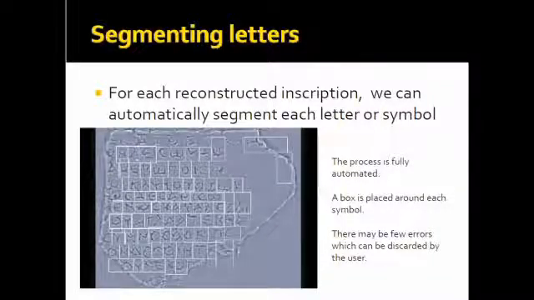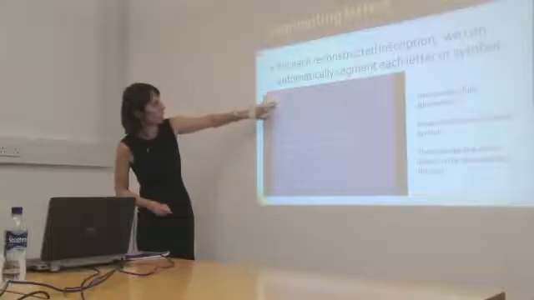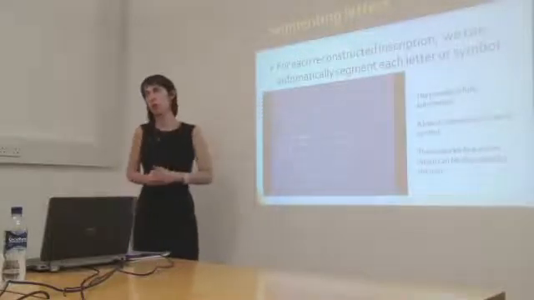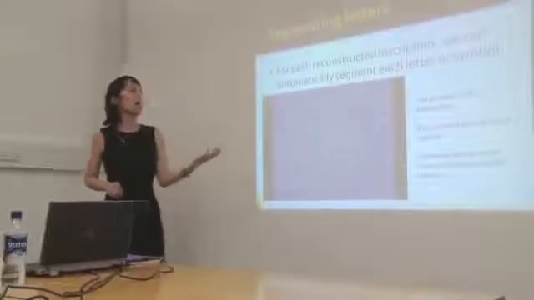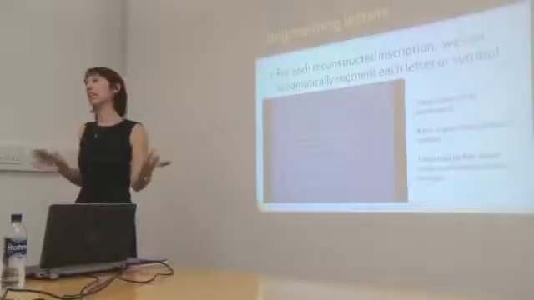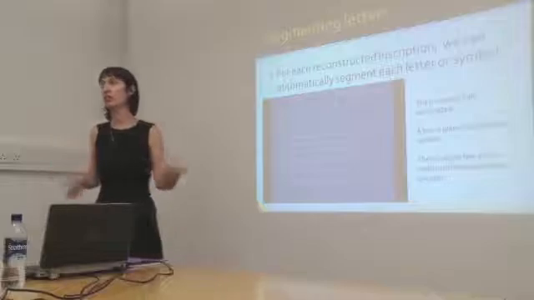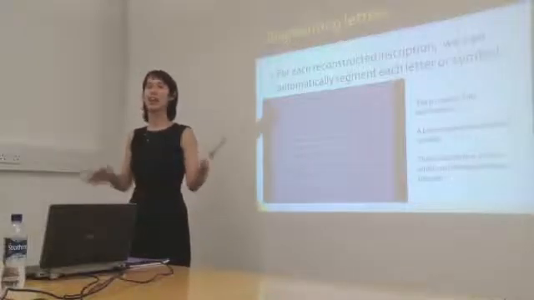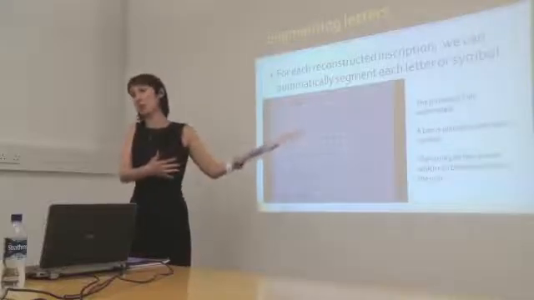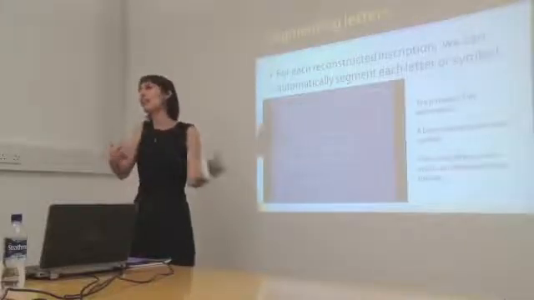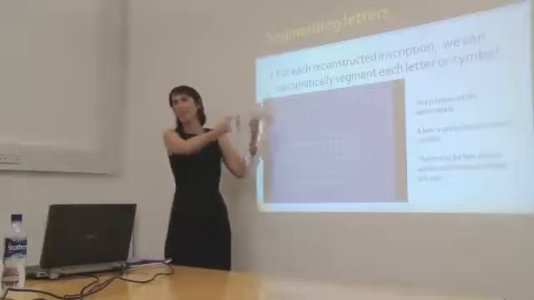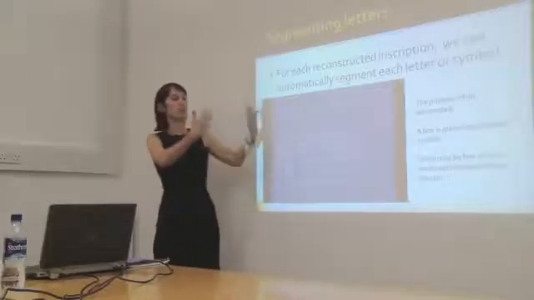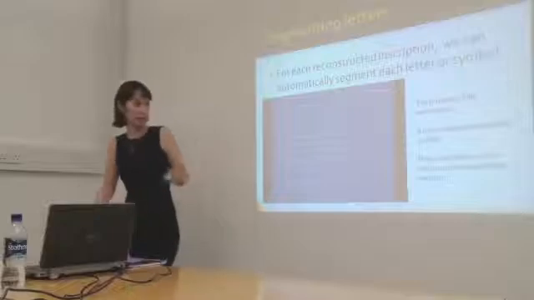We can perform automatic post-processing analysis of the inscriptions. So the computer can automatically segment every letter or symbol of the inscription. It may require some training at first. So for example, if you want to examine inscriptions from 2nd century CE Asia Minor, and we don't have any of those in our algorithm, you may need to train the computer at first. You may need to do it manually for the first times, but then the computer will be able to do it automatically.